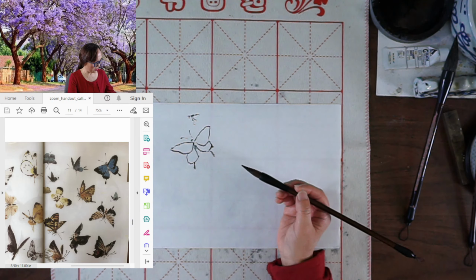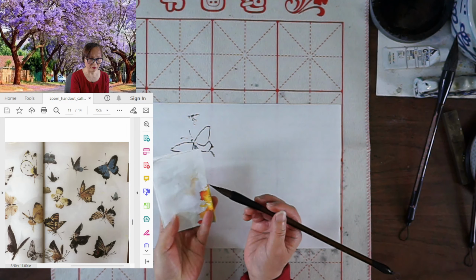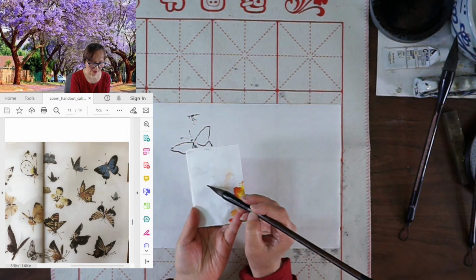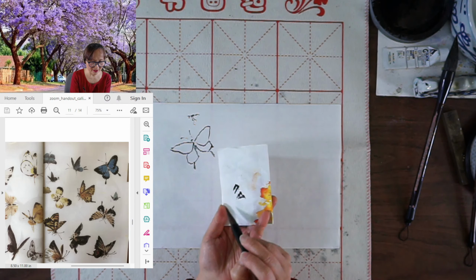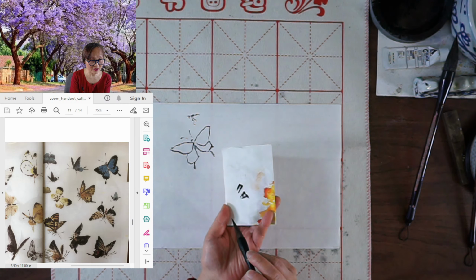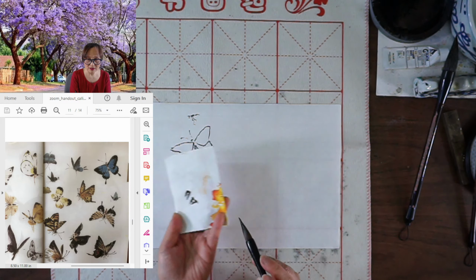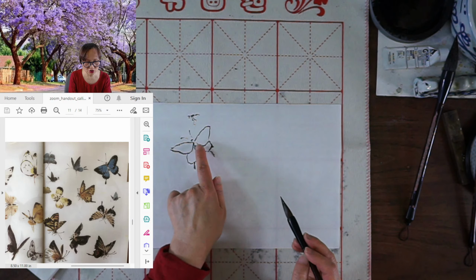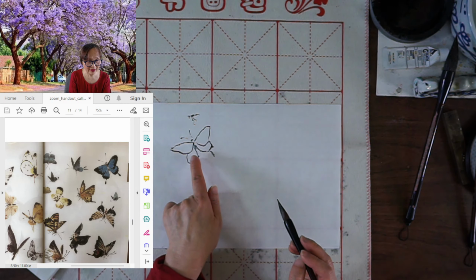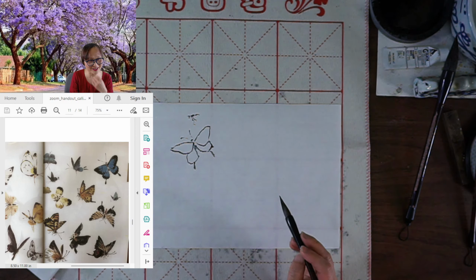Okay, try the brush. See, not very wet. You can do this, press and lift. Okay, that's the good dryness. Okay, I do this shape, but I do not do the outline there. It looks very stiff, right?